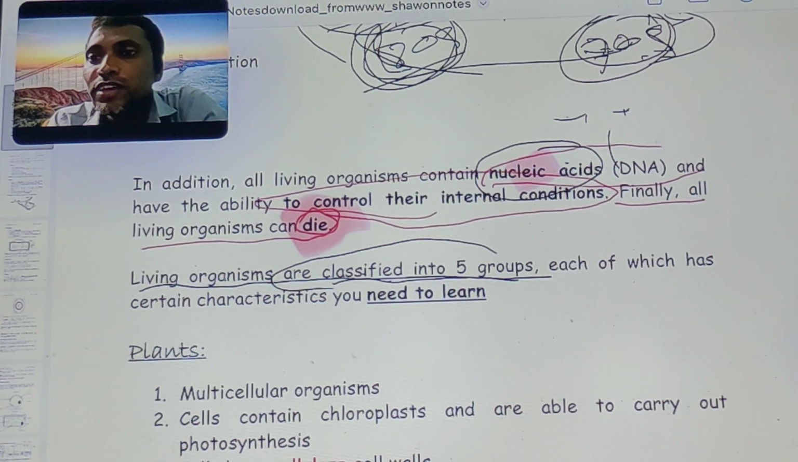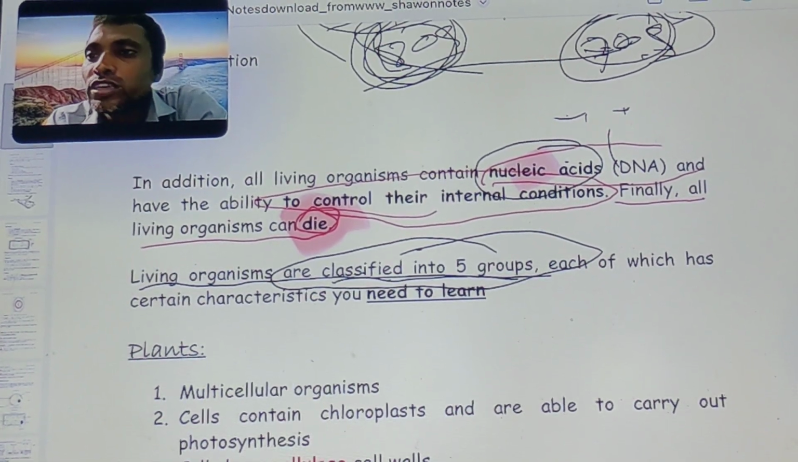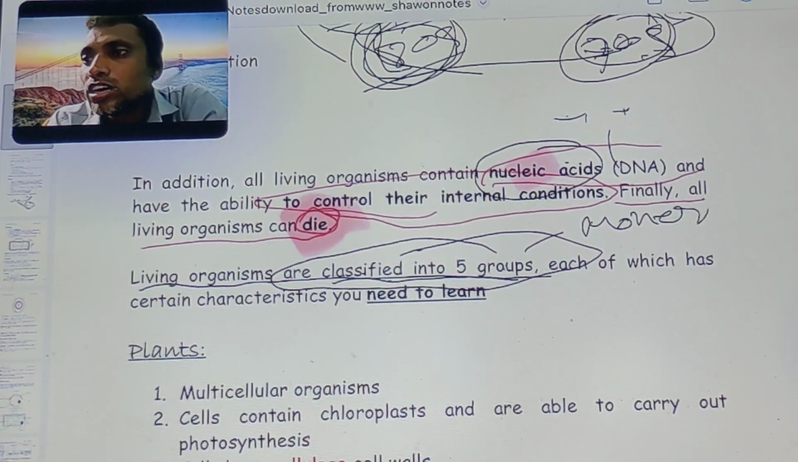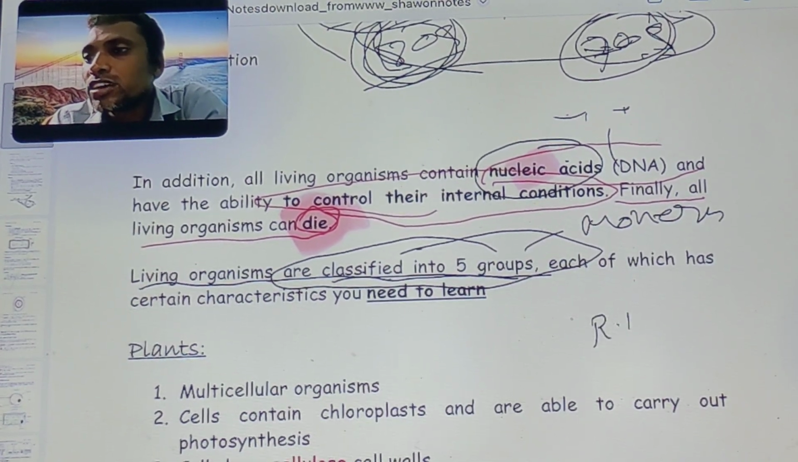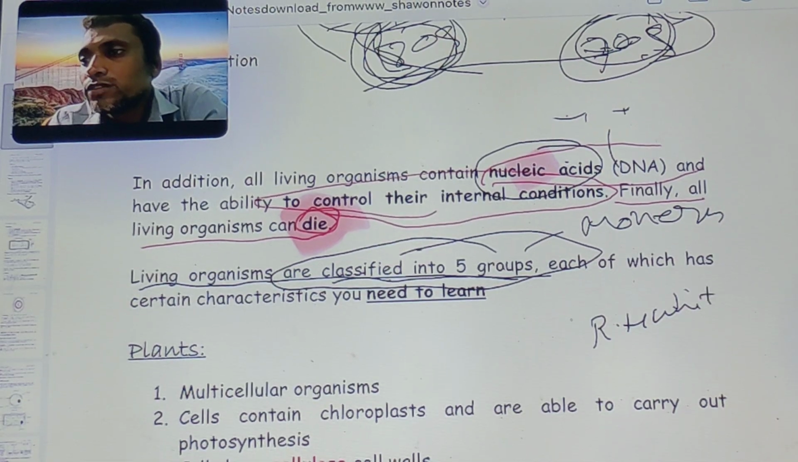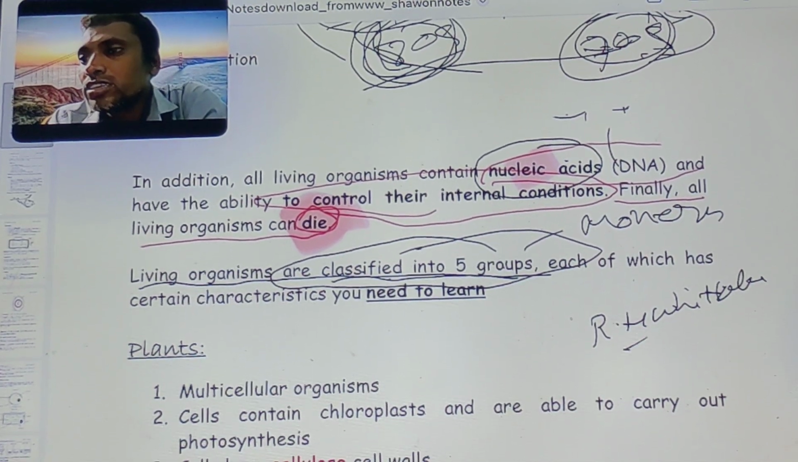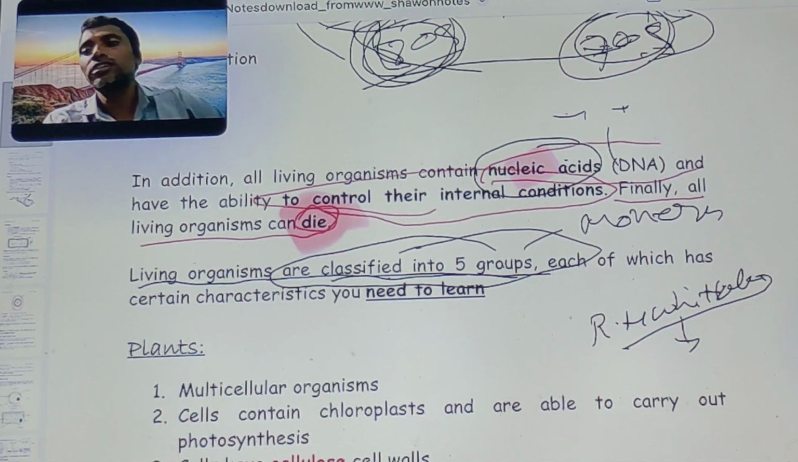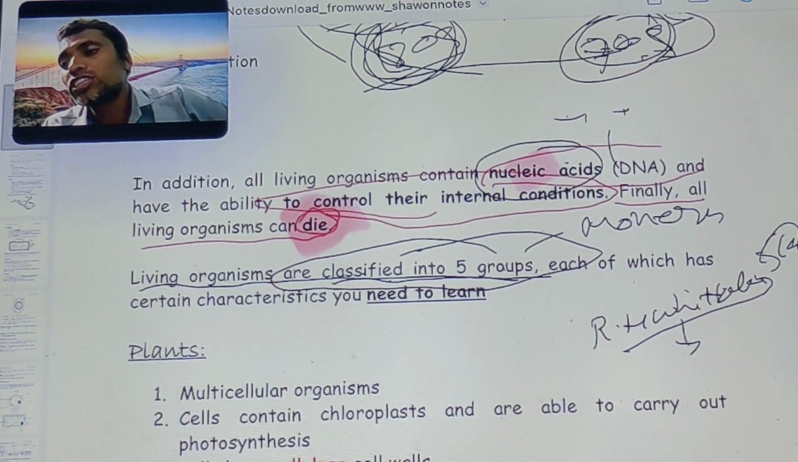In the living organisms, we have 5 groups; one is Monera. According to Whittaker, he divided living organisms into a total of 5 kingdoms.